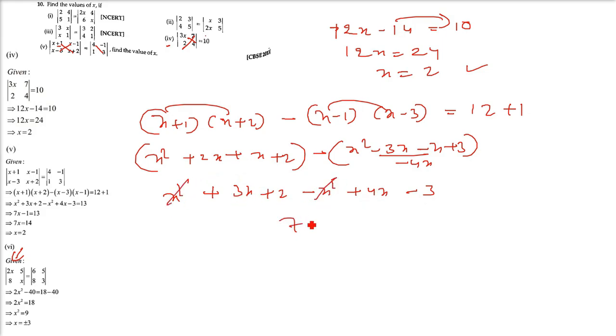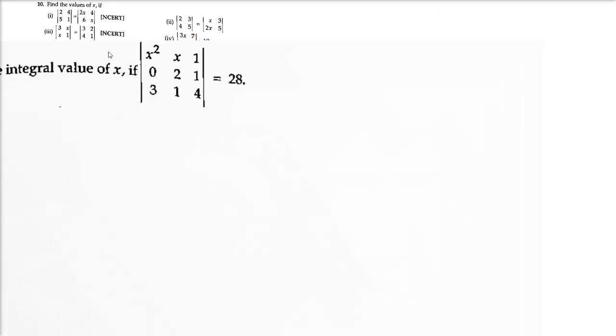And then we have this is minus 1. But on the right hand side we have 12 plus 1, that is 13. So this becomes 13 if you take on the left hand side or right hand side, whichever. 7x equals 14. Divide both sides by 7, you get x equals 2. Okay. This is a CBSE 2013 question.